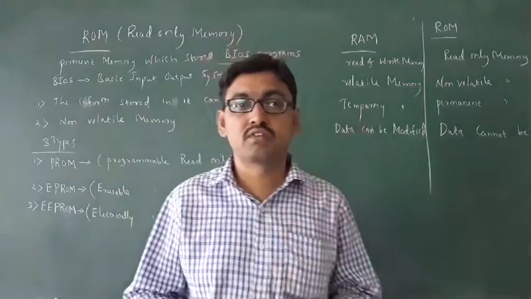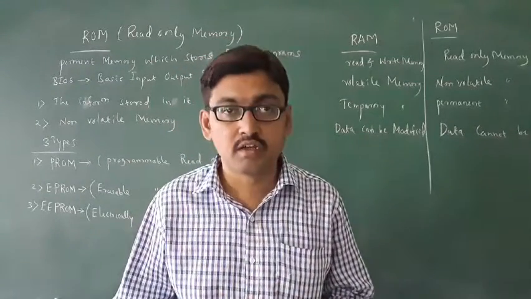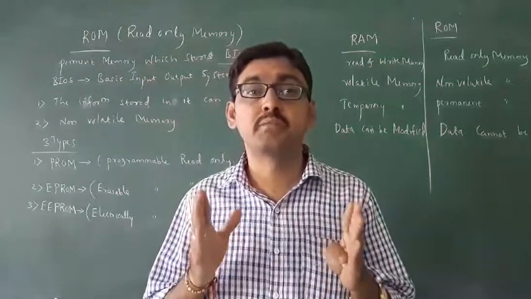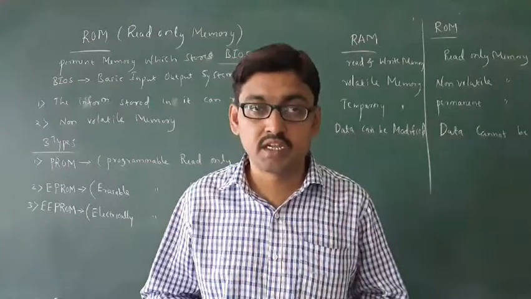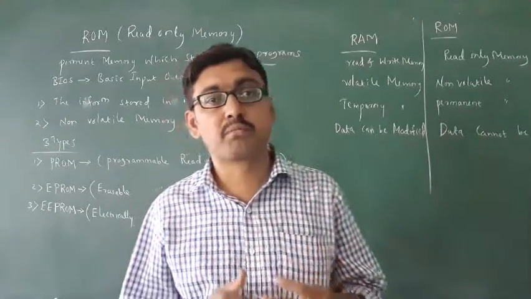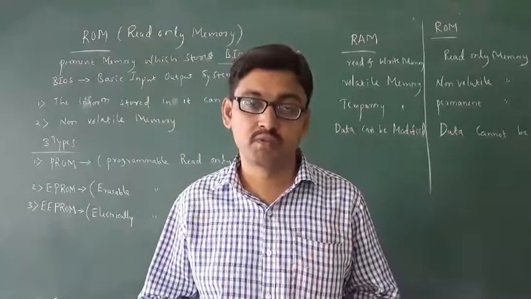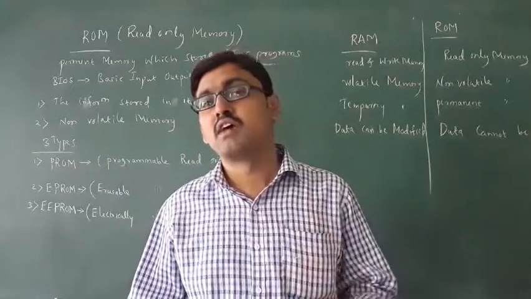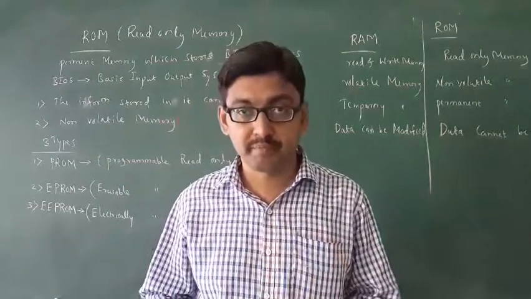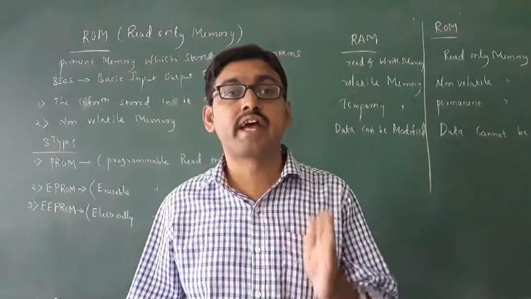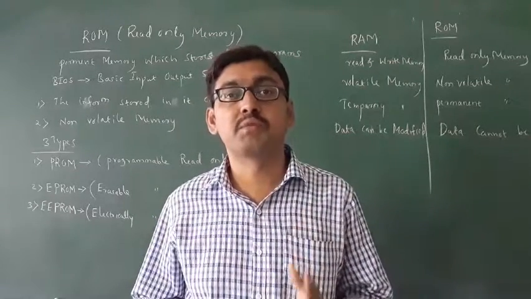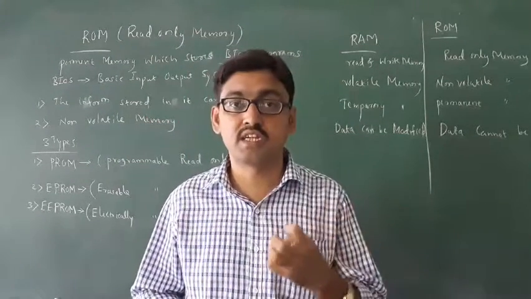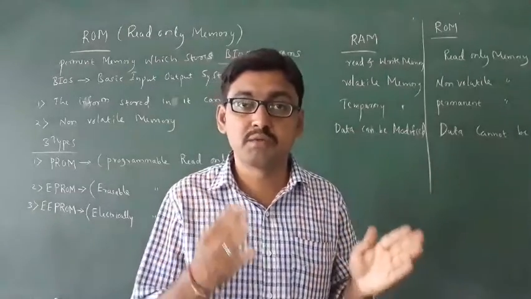Last class we discussed the features of primary memory. Primary memory is a temporary memory which stores data temporarily. The examples of primary memory are RAM and ROM. We also discussed what RAM is. RAM means random access memory, which means you randomly access the data from different memory locations. That's why its name is RAM.